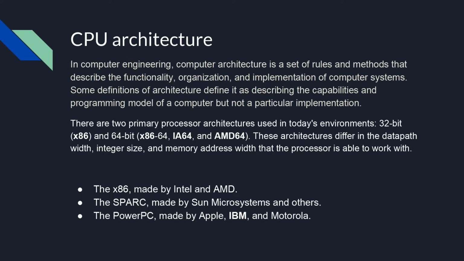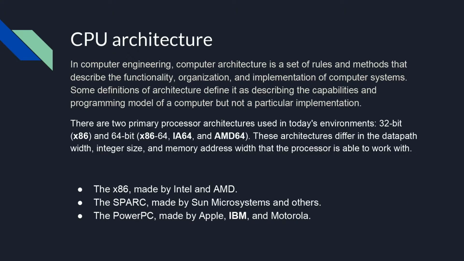So, CPU architecture. In computer engineering, CPU architecture is a set of rules and methods that describe the functionality, organization, and implementation of computer systems. Some definitions of architecture define it as describing the capabilities and programming model of a computer but not a particular implementation. The word architecture typically refers to building design and construction. The design of the processor determines what software can run on the computer and what other hardware components are supported.